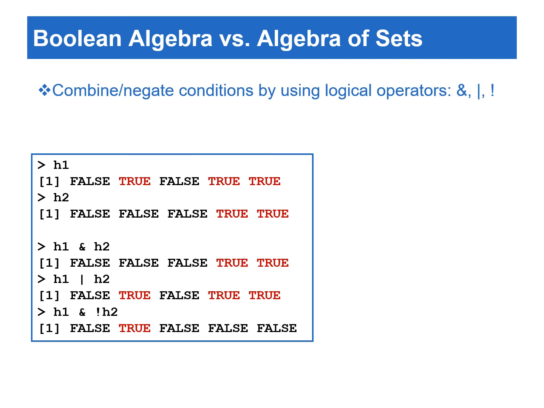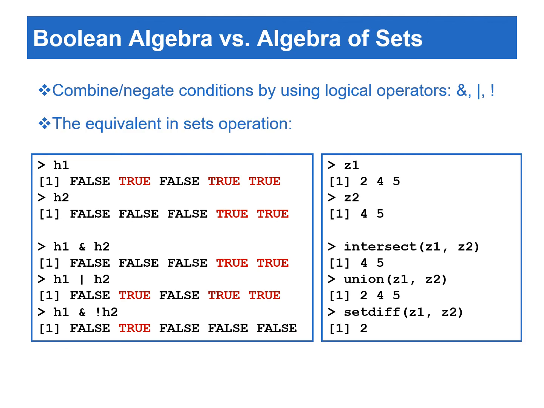A common operation for logical vectors is to combine or negate conditions by using the logical operators, such as single and, single or, and negation operators. The comparisons are performed element by element between vectors. These examples demonstrate the use of these logical operators.